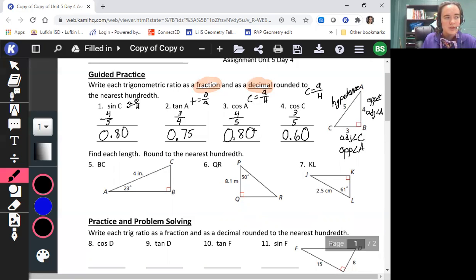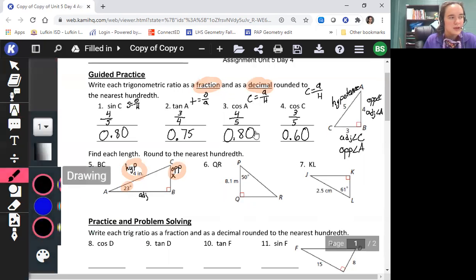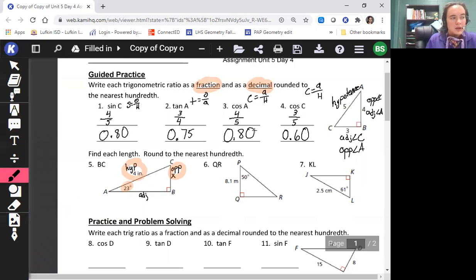Next up, we want to find the length of BC. So BC is right here. Again, label your triangles. So our hypotenuse is AC. AB is the adjacent. CB is the opposite, because we are looking from that 23 degrees. So we need our hypotenuse and our opposite, because those are the sides that we have information about. So which trigonometric ratio are we going to use? We're going to use sine, because we have opposite and hypotenuse.